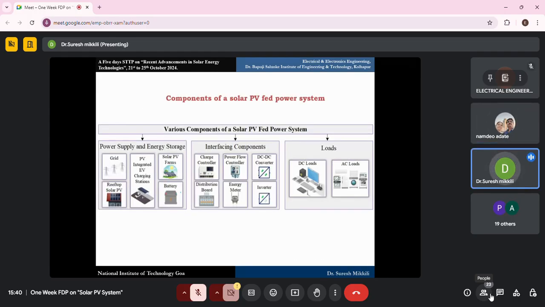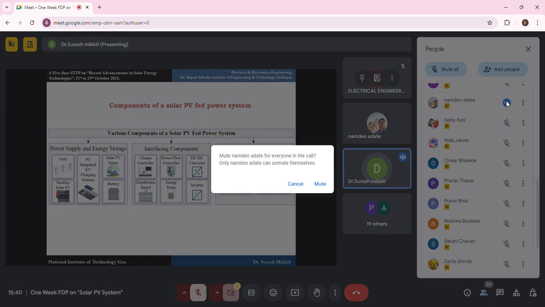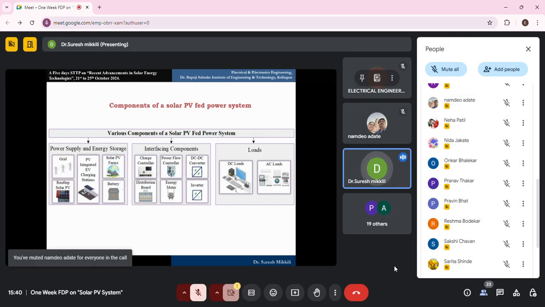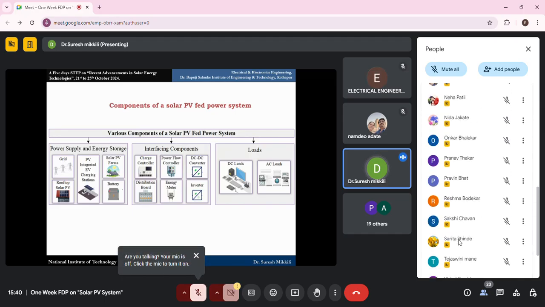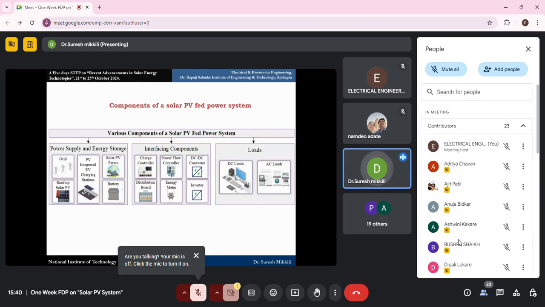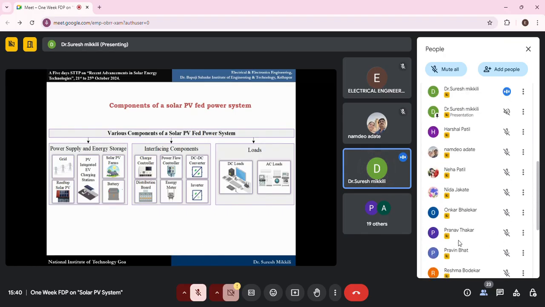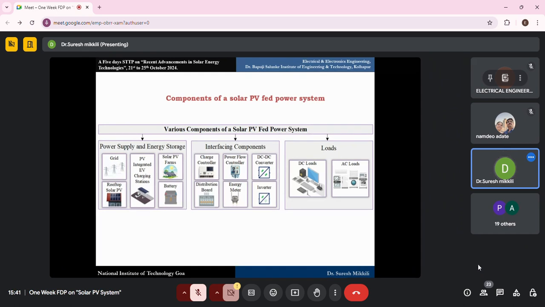Today I will explain about standalone and grid connected systems, and what components we are using in the PV system. After that I will try to explain what a standalone system is and what a grid connected PV system is. When you consider a PV system, there are three things. One is power supply and energy storage, that is the first component. The second component is the interfacing circuit. The third is loads.